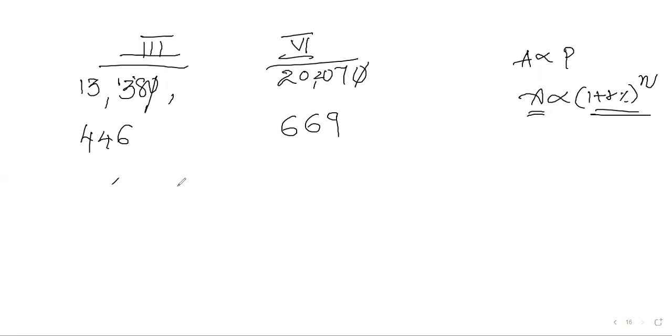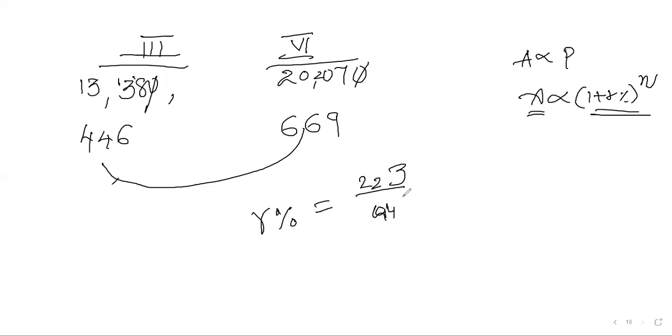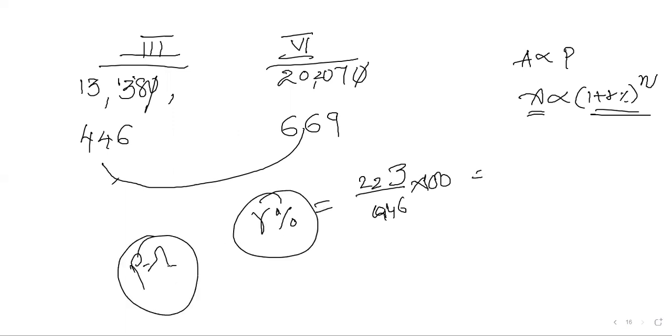Okay, no problem. Take the difference. That is, r% is equal to (669 minus 446) divided by 446 into 100, that is 9 minus 6 is 3, 6 minus 4 is 2, so 2 divided by 446 into 100. You will get the direct rate here. You are getting the rate, and definitely the principal is also very simple.